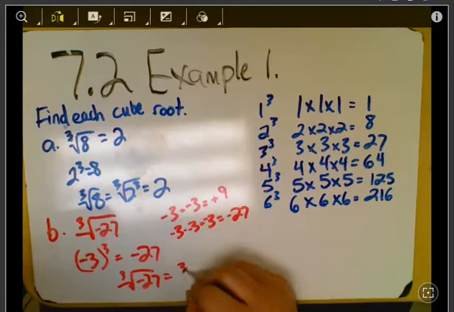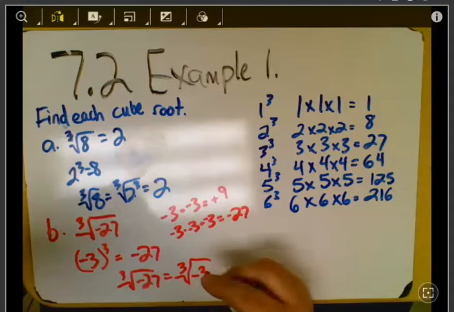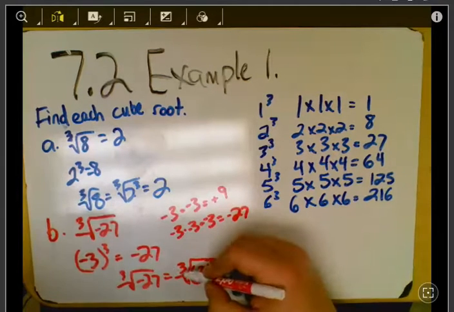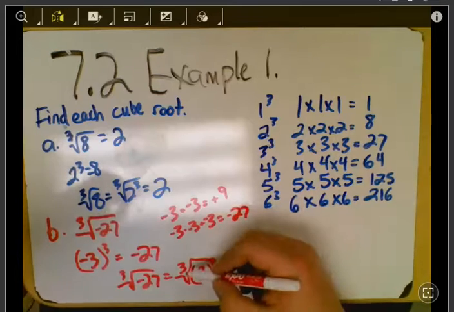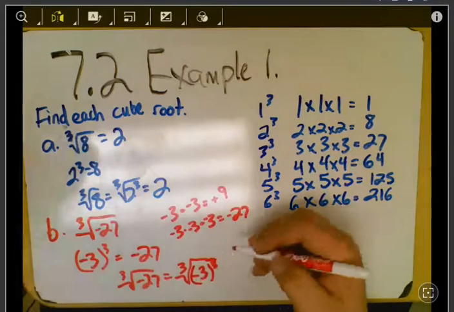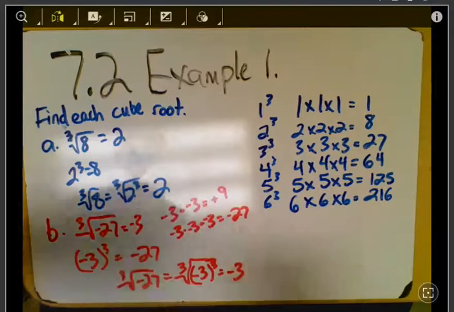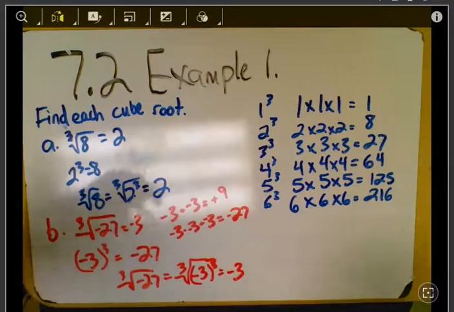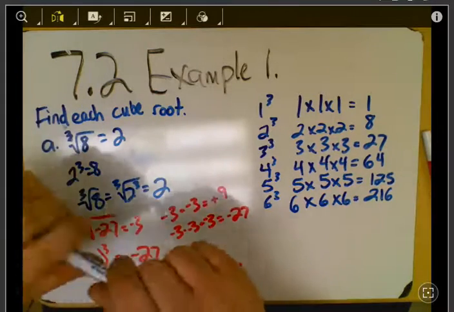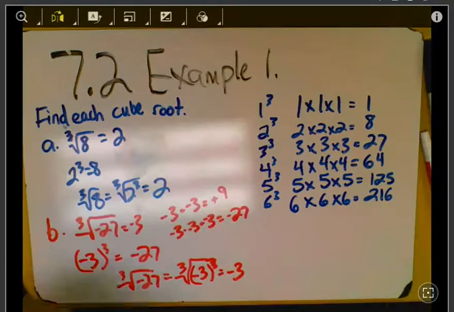So the cube root of negative 27 is the same as saying we're taking the cube root of negative 3 to the third power. And then this cube root and the cubing of the number undo each other. So we know the answer is negative 3. It's whatever number you can multiply by itself 3 times to give you the number under the root symbol. And then I'm going to erase this so I can do the third example.